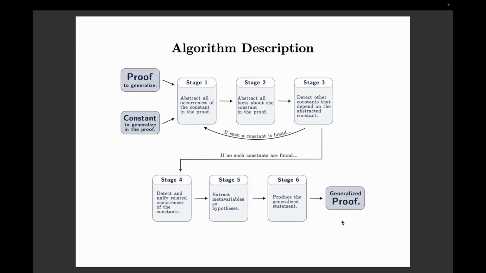Yeah? May that loop forever? Because you have a loop there. Yeah, so which, this one, if such a constant is found? Mm-hmm. I would think if the proof itself is finite length, there could only be finitely many dependencies. I can't think of a way to make that loop go on forever. Any other questions?